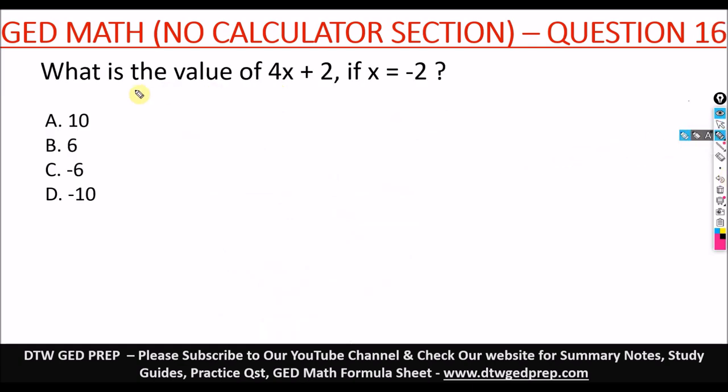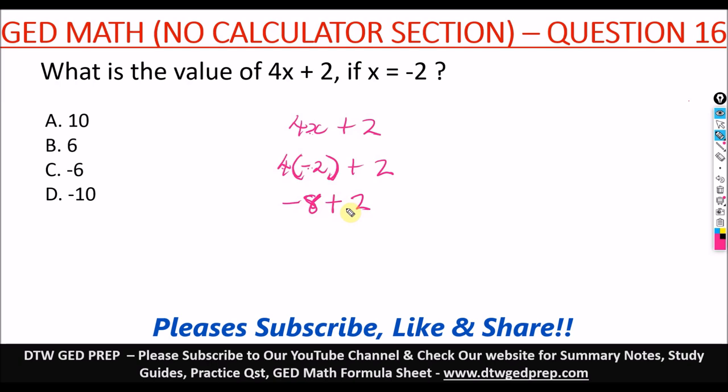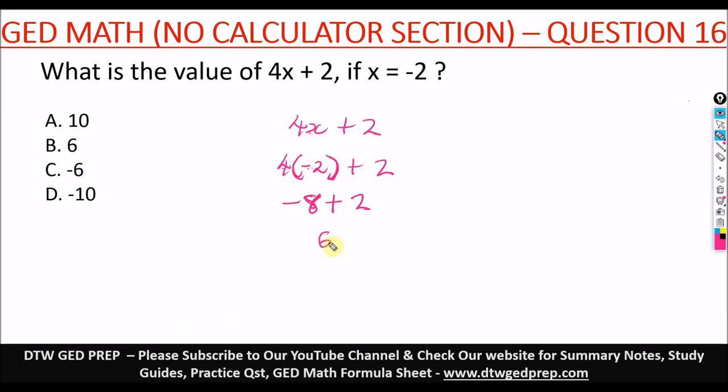Question 6 says, what is the value of 4x plus 2 if x is minus 2? So all you need to do is wherever x is in this expression, put it as minus 2. So we have 4x plus 2. X is here, so we have 4 in parentheses minus 2 plus 2. 4 times minus 2, this is a parenthesis, so we open up the parenthesis, the bracket. 4 times minus 2 is a minus 8 plus 2. Now, when you have a negative and a positive integer, what you do is you subtract and you get 6. And the sign of 6 will take the sign of the bigger number, which is what? Negative. So our answer is a negative 6, which is C.